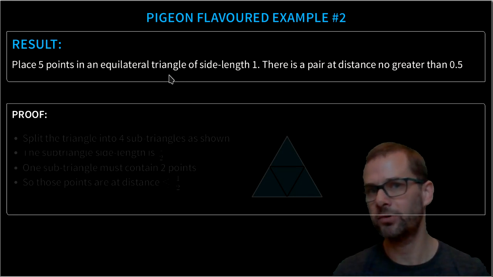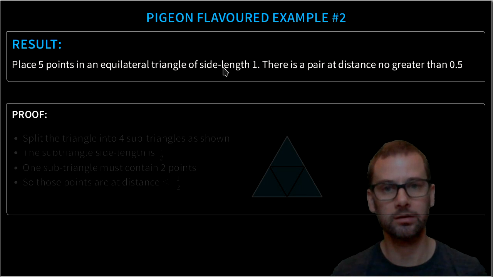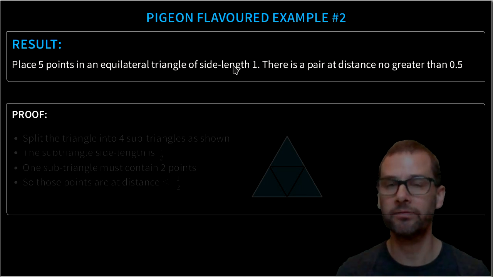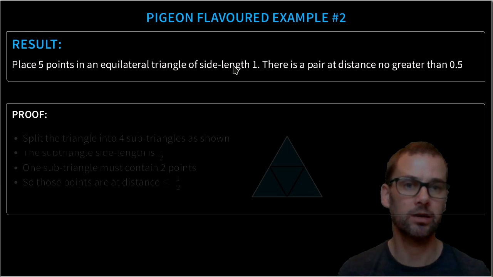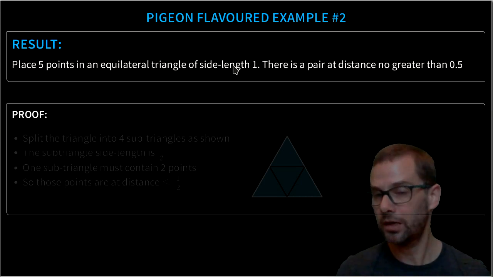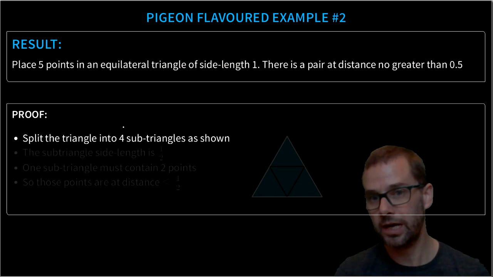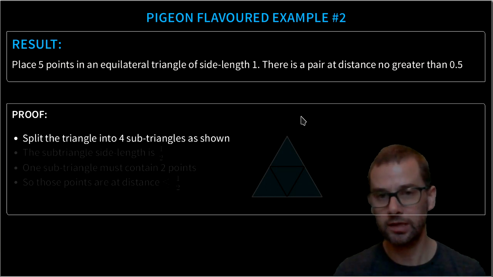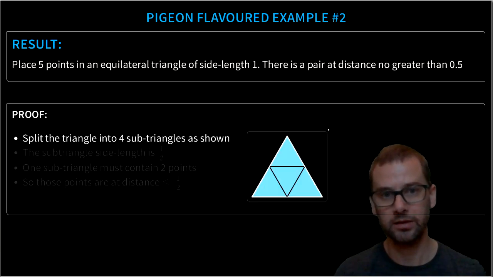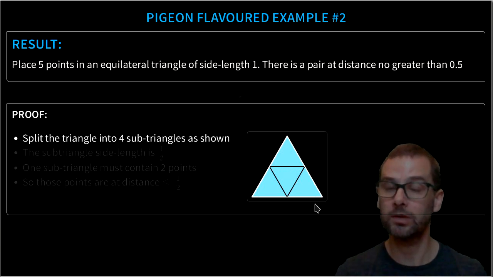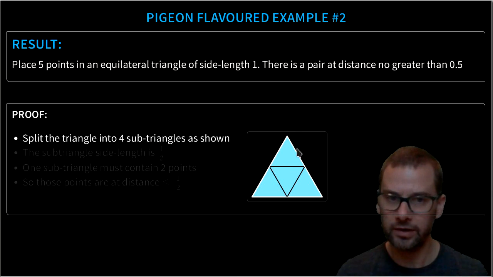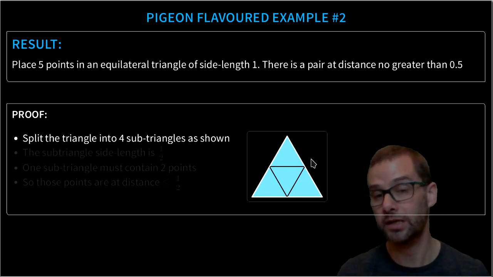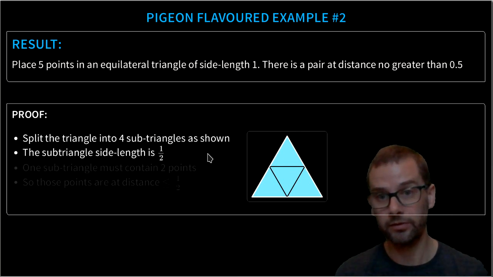If we take 5 points and place them in an equilateral triangle of side length 1, there's a pair of points, no matter how I put things down, where the distance between those points is no bigger than a half. And the proof is quite slick. Namely, if we take that unit triangle and split it up into 4 subtriangles like this, so here's my unit equilateral triangle, and I split it up into 4 subtriangles like this, the side length of each of these little subtriangles is a half, and there are 4 of them.